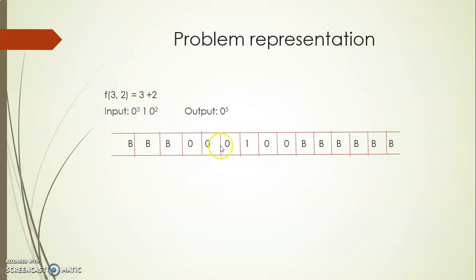So here 3 is represented by 3 zeros. We know that in theory of computation, 0 power 3 represents the 3 concatenation. That's it. So 3 occurrences of 0. So it is equivalently represented in the tape like this. And 1, which is the separator between these two operands. And double 0, the second operand. So now we have represented the input for the addition in the input tape for the Turing machine.